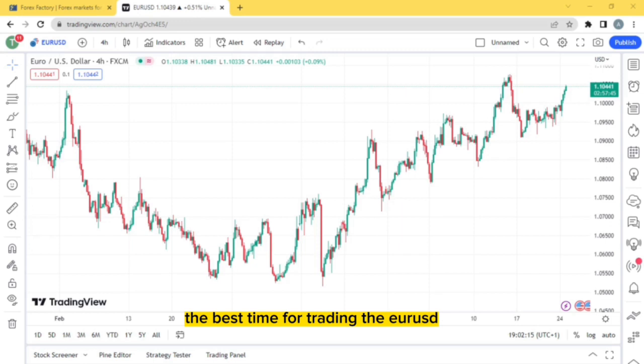The best time for trading the EURUSD is within the period of 2 p.m. GMT plus 1 to around 5 p.m. GMT plus 1. That is around the New York session, or you can also trade EURUSD within the London session. Since the EURUSD is made up of two currencies, it's influenced by a lot of factors, from economic data releases to central bank policy decisions to geopolitical events and even market sentiments concerned with both the euro and the US dollar.